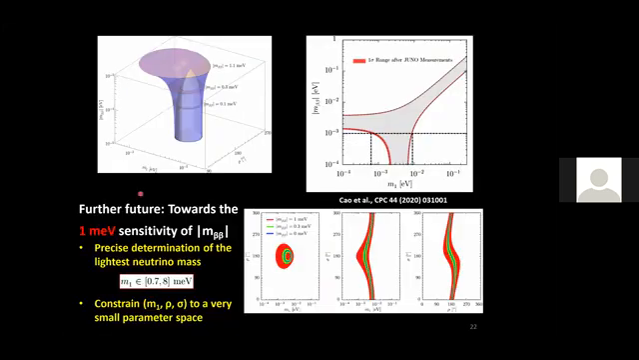Recently, there was a study to investigate the allowed parameter space in double beta decay experiments. If the sensitivity of the double beta decay experiment achieves 1 milli-electron volt or even lower, the parameter space has this bullet shape, and the allowed region is actually very small. So this means that if we really can achieve this sensitivity, we can precisely determine the lightest neutrino mass shown here, with better precision than any other experiments. Furthermore, we can constrain the Majorana phases to a very small parameter space. So this is very attractive, a target for future experiments.